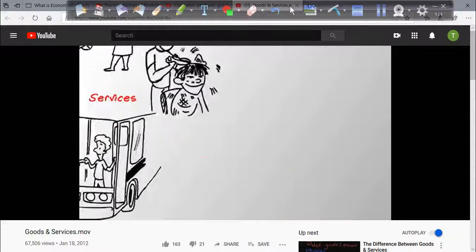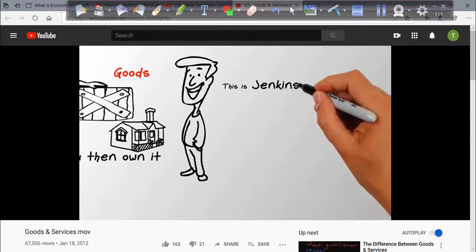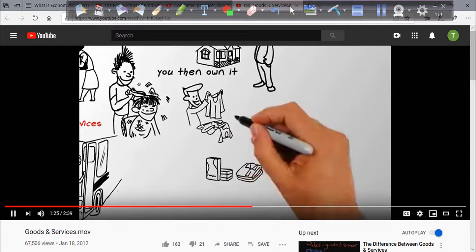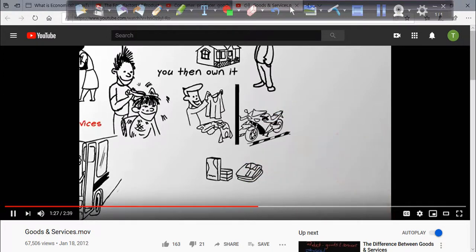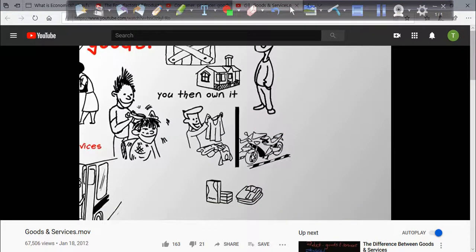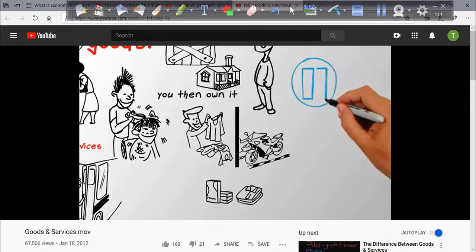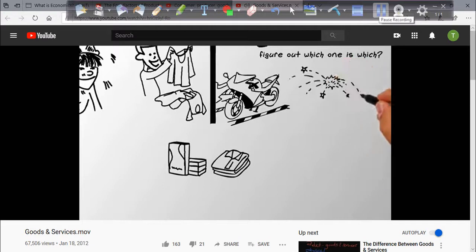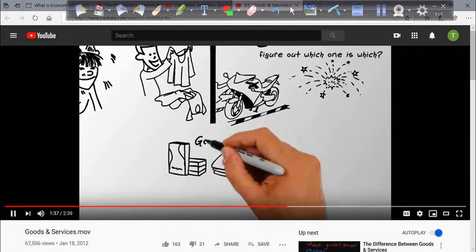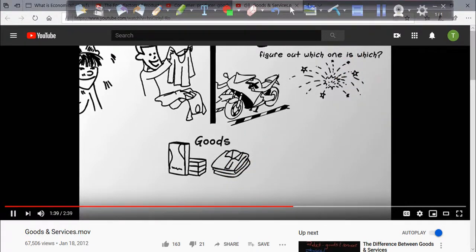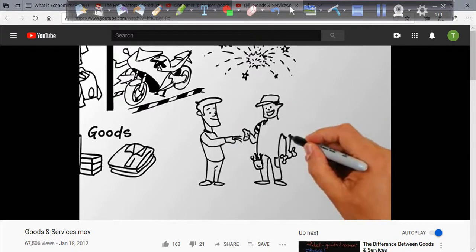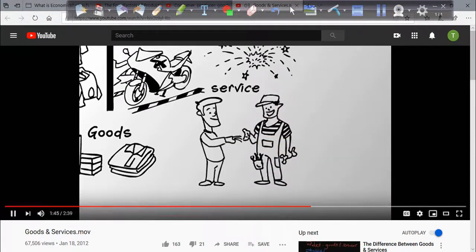Okay, here we go. This is Jenkins. Today, he went to the shops and bought some clothes, some books, and got his bike fixed. Which of these are goods and which of these are services? Why don't you pause now and figure out which one is which? Great job! Clothes and books are goods because they are things that you can take home with you. Getting your bike fixed is a service because Jenkins paid the repairman to do something for him.